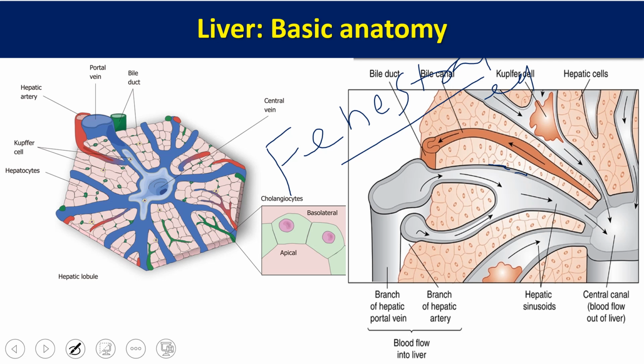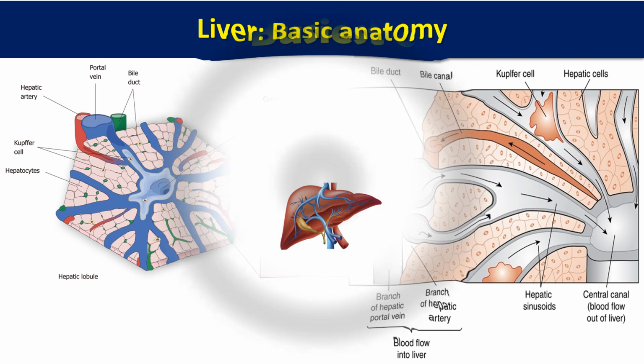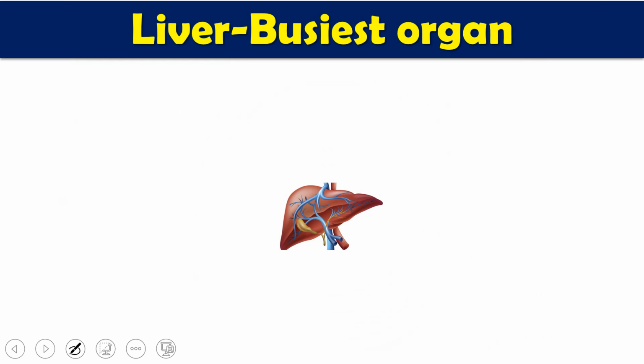So this is the basic anatomical structure of the liver and the lobules. Now if you see the liver's functions, the liver is one of the busiest organs of our body. The liver is going to perform a number of functions, from synthesis to degradation, from storage to excretion. So it is going to perform a lot of different types of functions. You can divide those functions in different ways. We will see 2 or 3 different ways.